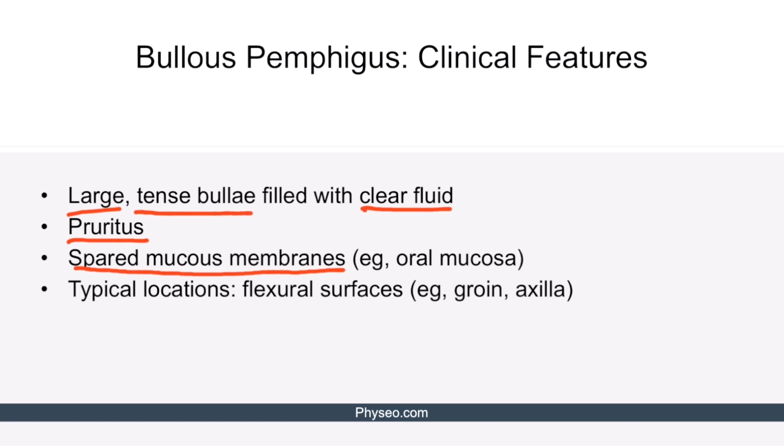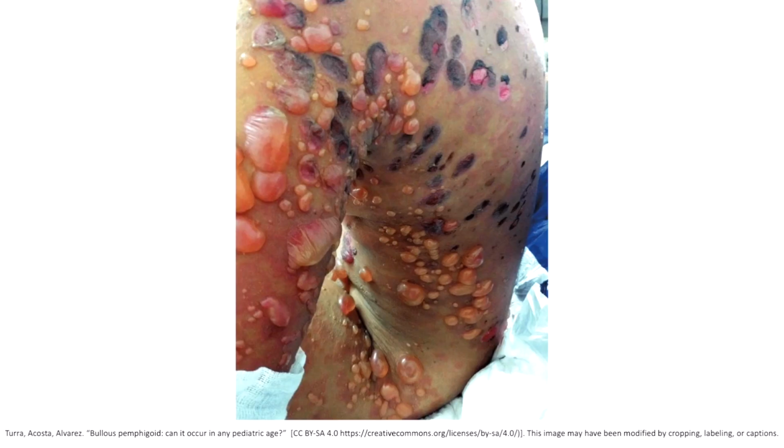It is important to know that bullous pemphigoid usually spares mucous membranes such as the oral mucosa. This is in contrast to pemphigus vulgaris, which we will see later, which commonly affects the oral mucosa. Note that typical locations for bullous pemphigoid are flexural surfaces such as the groin and the axilla. This is an image that shows numerous tense bullae that are characteristic of bullous pemphigoid.